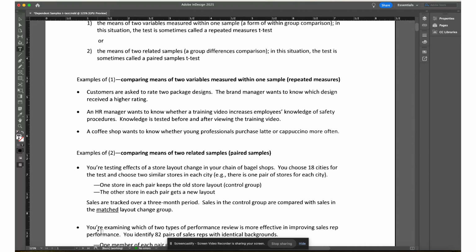gets a new layout. Sales are tracked over a 3-month period. Sales in the control group are compared with sales in the matched layout change group. So now we have two different groups and we're trying to compare their means, in this case, sales. And there's some kind of relationship here because, recall that in each city, there are going to be two different stores, and that's their relationship right there.